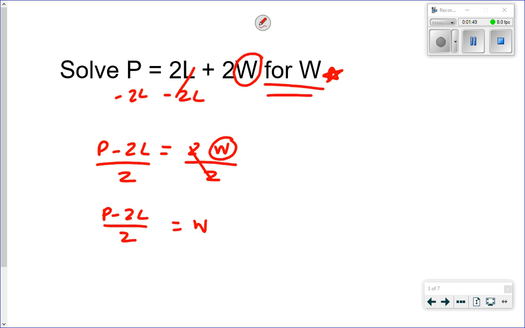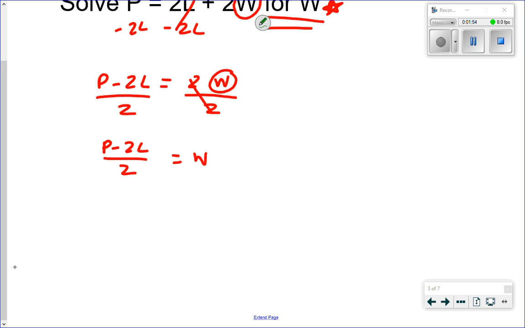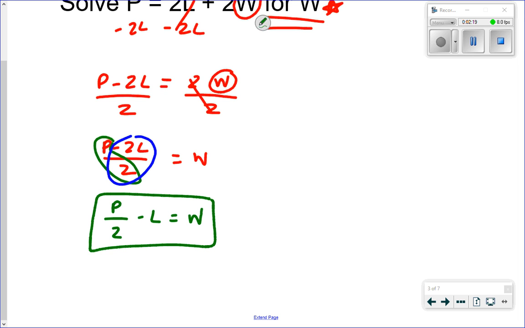Now, since we're in college algebra, I expect these to be reduced. So the way that we do that is I need to break this up and pretend like this is two different fractions. So I've got P over 2, and then I've also got negative 2L over 2. So I need to reduce both of those. P over 2 is not going to reduce, so I'm just going to rewrite it. Negative 2L over 2, well, the negative 2 and the 2 can cancel out with just a negative sign, so it's going to be minus L. So P over 2 minus L equals W. So that's the solution to the first one.